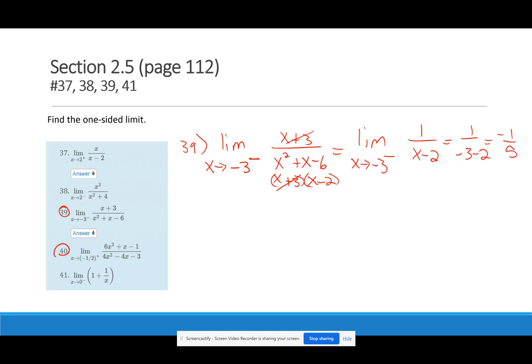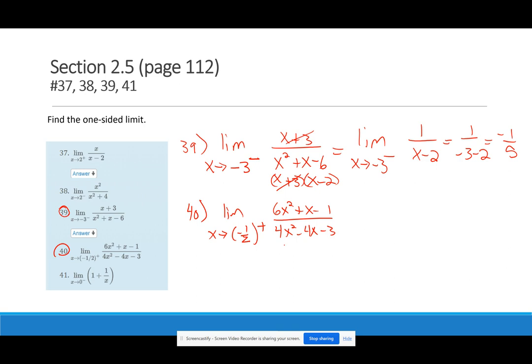All right, now what's going to be harder on number 40 is just that the factoring is harder. I thought we'd go ahead and look at it too. Here we wanted the limit as x approaches negative 1/2 from the right. So first thing you might check, and you're doing that for 6x squared plus x minus 1, and then down here 4x squared minus 4x minus 3.